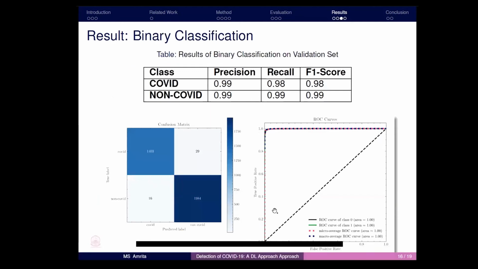Result: binary classification. The table summarizes the outcome of the binary classification experiment. We can see that the model is nearly perfect in distinguishing COVID from non-COVID ones. The confusion matrix and ROC curve are also depicted here.